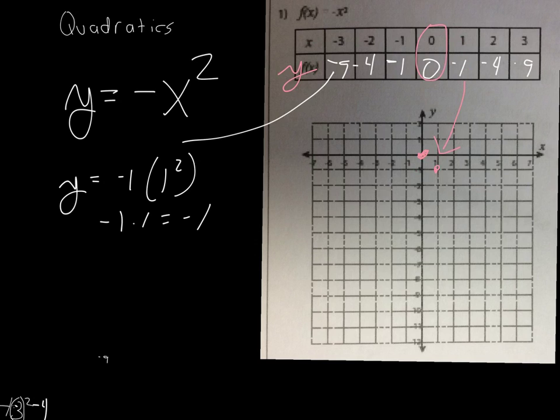Then I'm going to keep going to the right. I have 2, negative 4. So I go 2 in the x direction, negative 4 in the y direction. So I have my point right down there at 2, negative 4. And then I have 3 over here, 3, negative 9. 3, negative 9 is 3 in the x direction. So that's 1, 2, 3 in the x direction because that's the x-axis. And negative 9 means I go down 9.